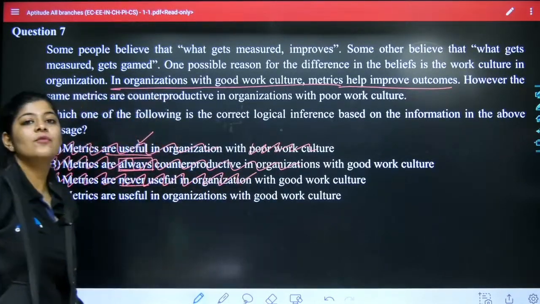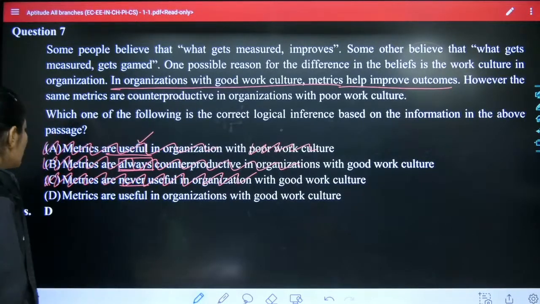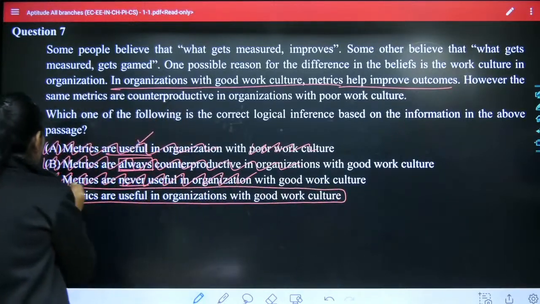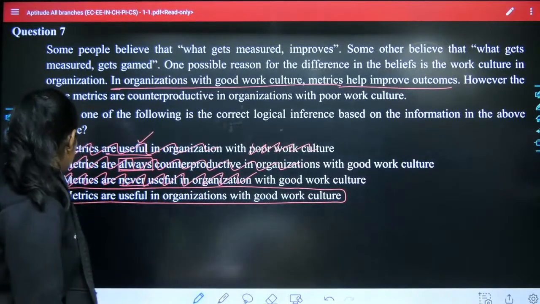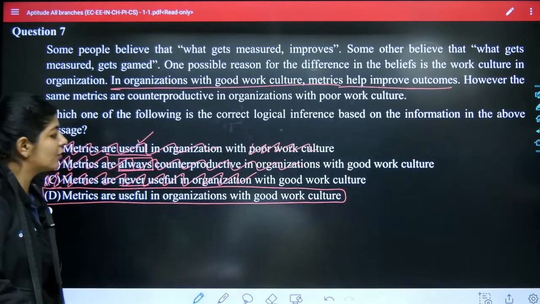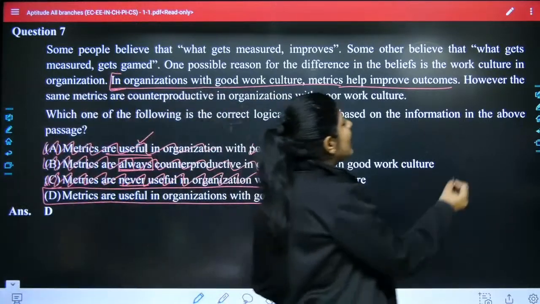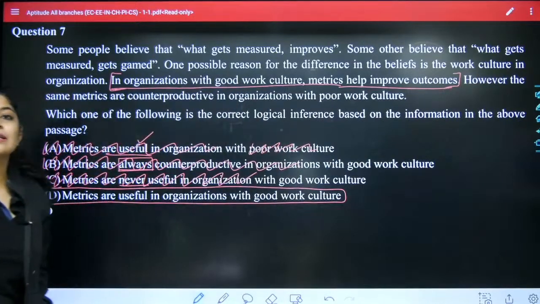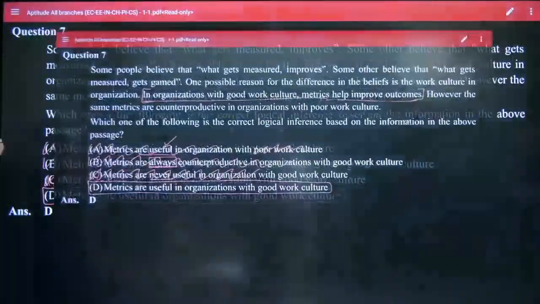Now we have 4 options, and out of these 4, 3 are eliminated. We are only left with option number D, and the correct option is option number D. With the help of the elimination method, we can easily find the correct answer. So the correct answer is metrics are useful in organizations with good work culture. Yes. In this line, we can easily say that metrics are useful in organizations with good work culture. Okay, this is a very easy question. Now let's move to the next question.